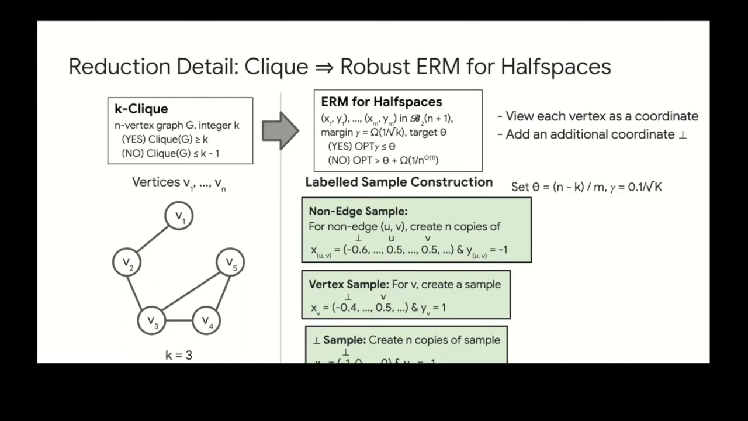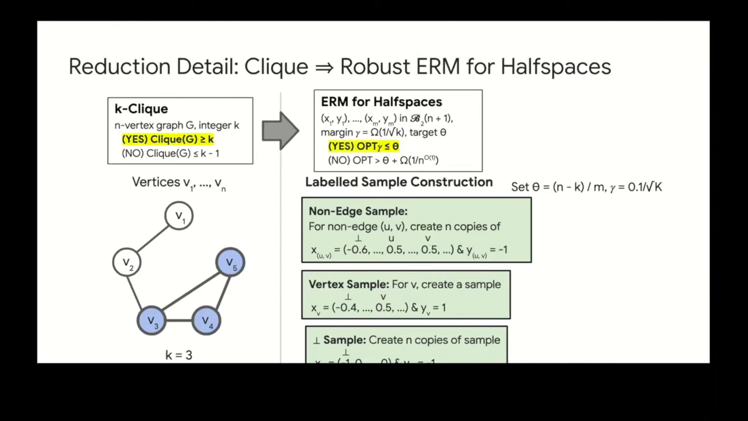Finally, we set our target error theta to be n minus k over m, where m is the total number of samples. In other words, this means that in the yes case, we are allowed to misclassify n minus k points with respect to margin gamma. And our gamma will be on the order of 1 over square root k, specifically 0.1 over the square root of big K, where big K equals k plus 1. And again, all these samples lie in the unit L2 ball, so we don't have to worry too much about normalization here.